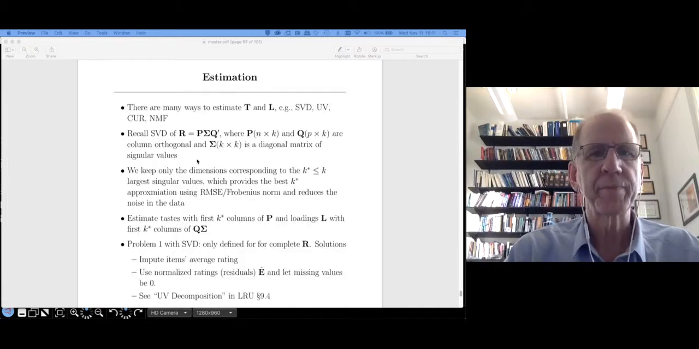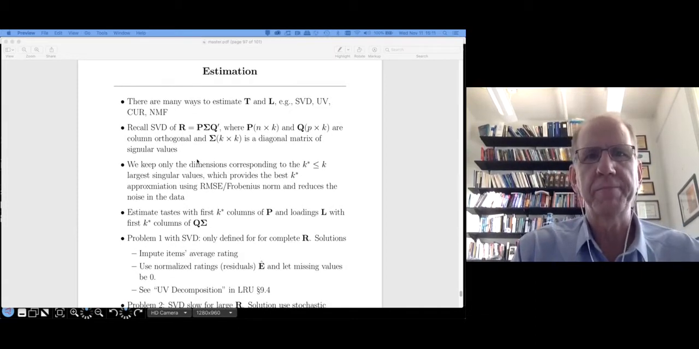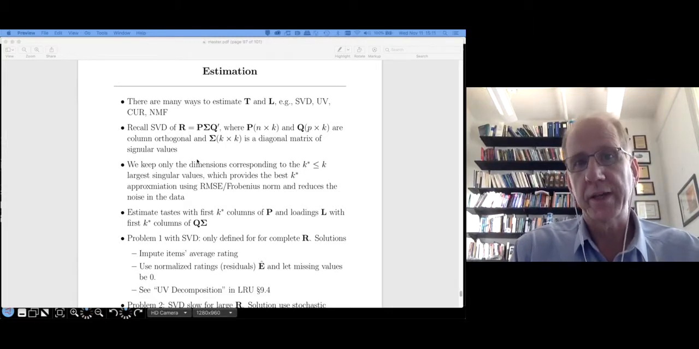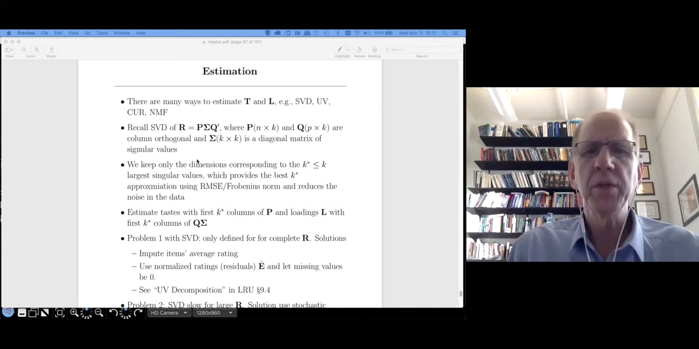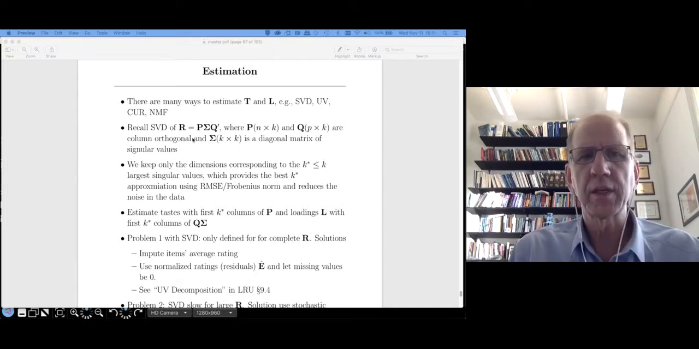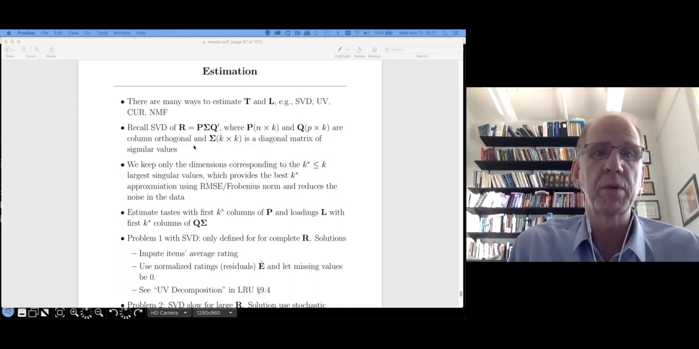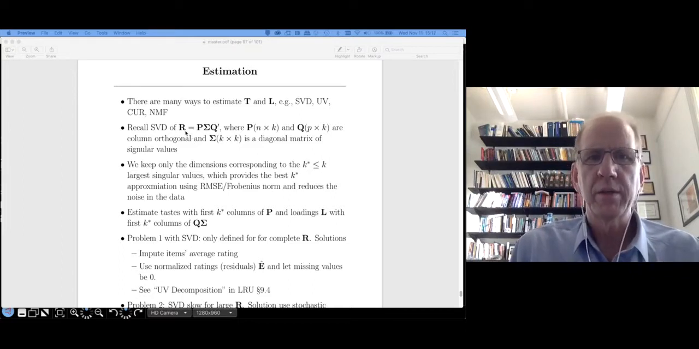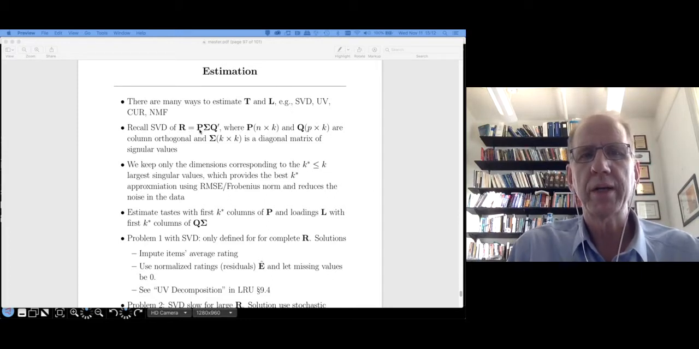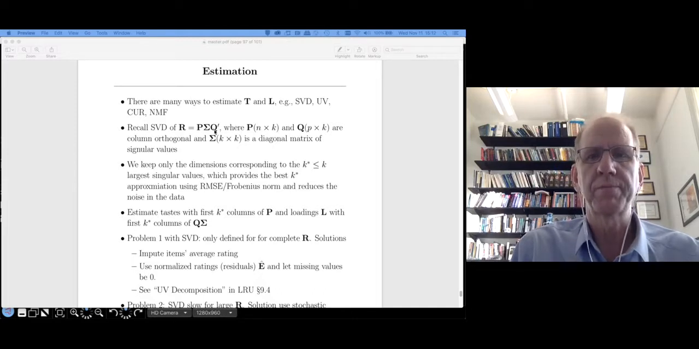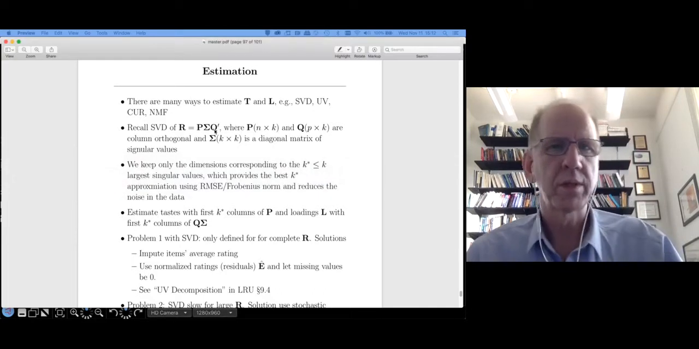Well, let's turn to the question of estimation now. There are a lot of different ways that we can estimate T and L, and nobody has really decided which one is best. The simplest approach is to use the singular value decomposition that we talked about with principal components analysis last year. As a quick review, the singular value decomposition of some matrix R is going to be a product of 3 matrices, so P, sigma, and Q transpose. So we can go look at what this would look like.